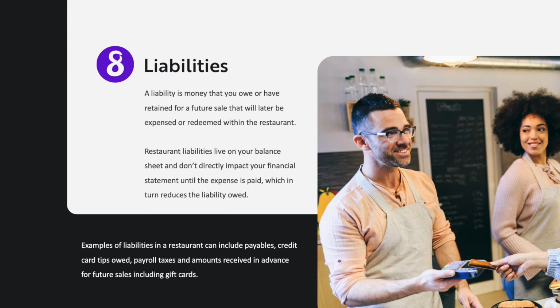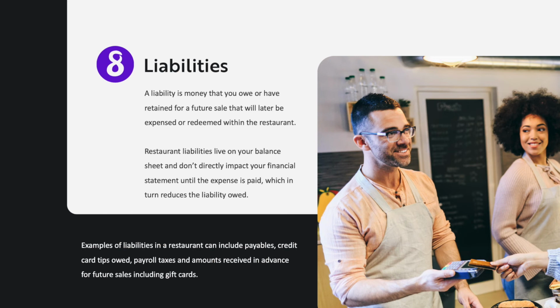Examples of liabilities in restaurants can include payables, credit card tips owed, payroll taxes, and amounts received in advance for future sales, including gift cards. Knowing where your liabilities stand is crucial to understanding the true cash position of your restaurant. You're forced to factor in what you owe, like your gift card balance that has not yet been redeemed, or catering and banquet deposits. Checking the balance consistently can also ensure the integrity of your business by ensuring all credit card tips due are paid.